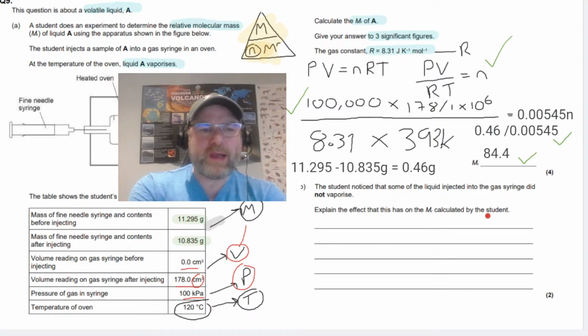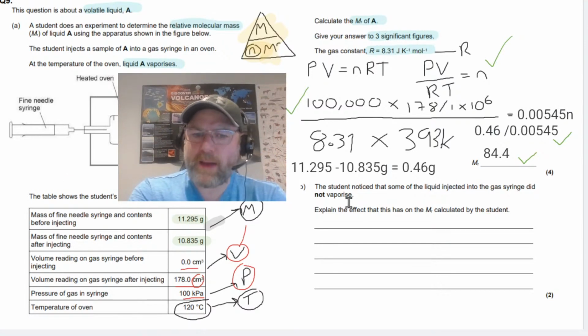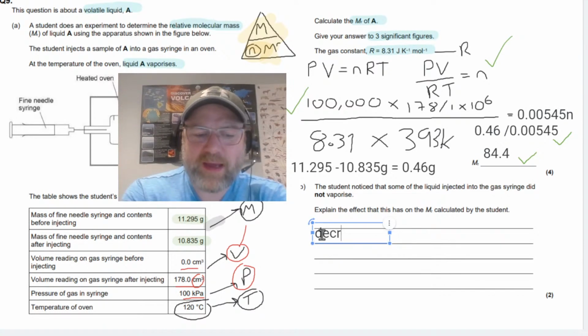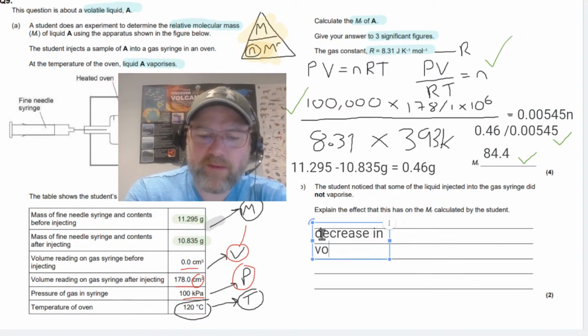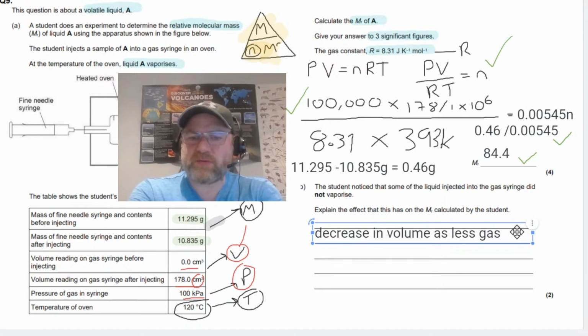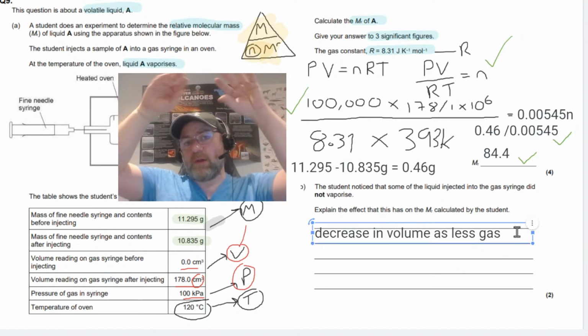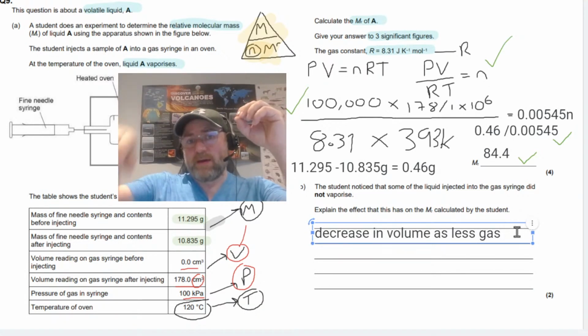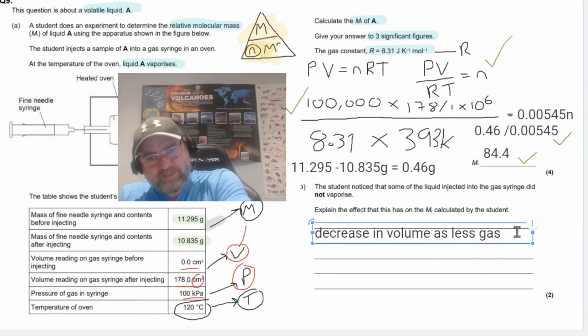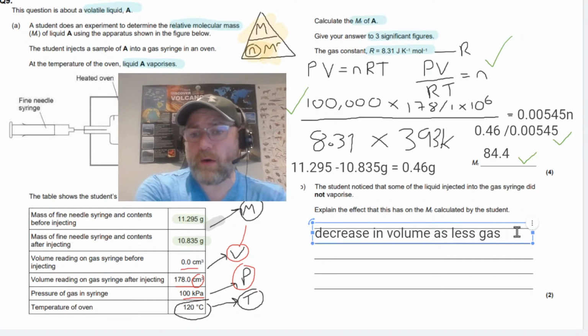Well, if not all of the liquid vaporized, what would happen to the volume inside the gas syringe? So we would have a decrease in volume as less gas. Okay, so we've got less gas in there, so we've got a decrease in volume. Now if you think that the volume was on the top, that was the PV, we've got P times V. So if you decrease the number on top, you're going to get a smaller amount of moles.